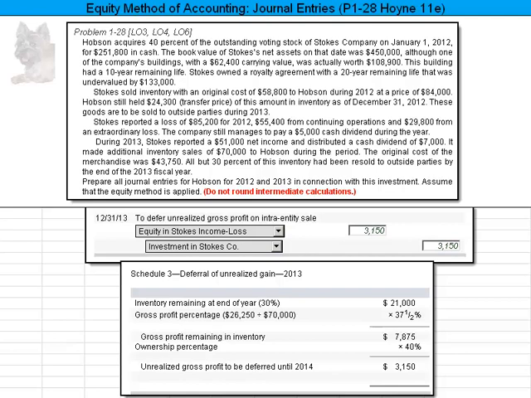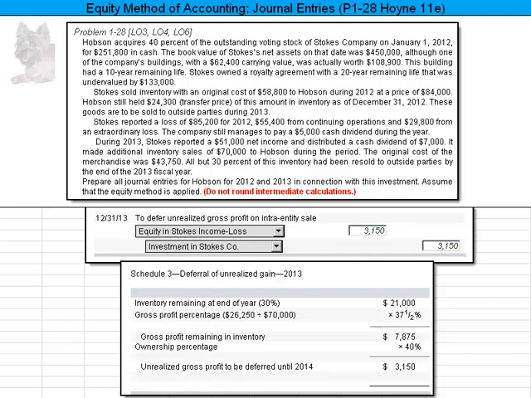Okay, and finally we get to the last transaction of 2013, and this is to defer the unrealized gross profit on the intra-entity sale. Now you'll hear me call intra-entity sales, I just call them intercompany. I don't get all that caught up between inter and intra. I know we have two separate entities and we've got transactions, okay? So we're going to debit the equity in Stokes income loss account, and credit the investment. Well, why are we doing that? Because we need to defer that unrealized gain. In other words, there's profit sitting in inventory at the end of the year. We need to get rid of that profit because from a consolidated viewpoint, it really wasn't a sale, right?